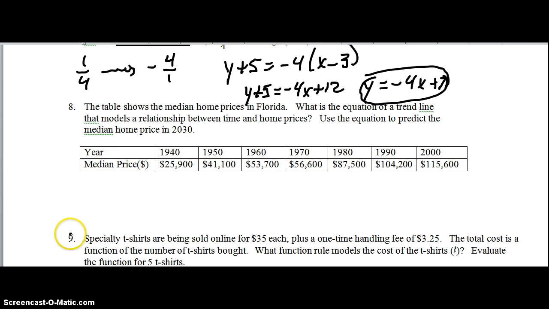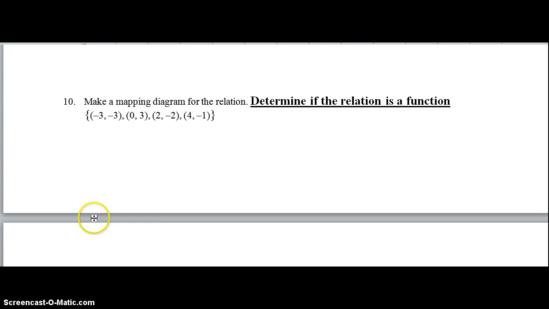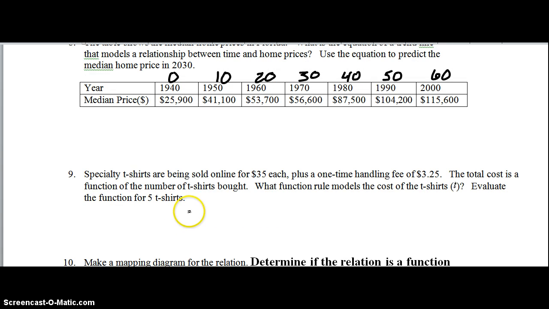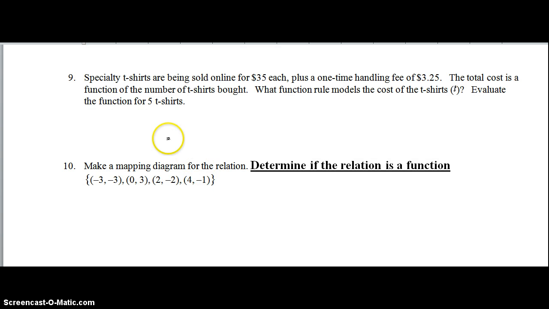Next one, medium home prices. Very similar to the one we did before. We're going to have 0, 10, 20, 30, 40, and so on. So if you want to, you can go ahead and write your own coordinates and solve it like the last problem. I think we had a different problem on the quest that I handed out to you guys. No worries, you'll be fine.